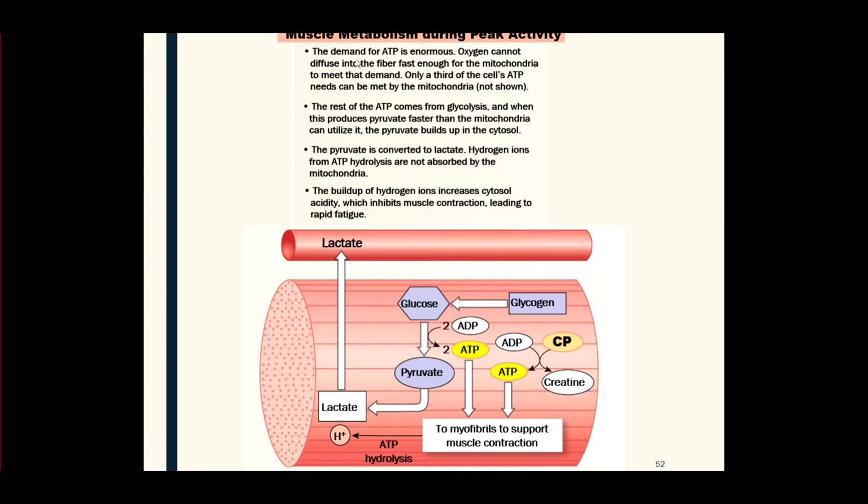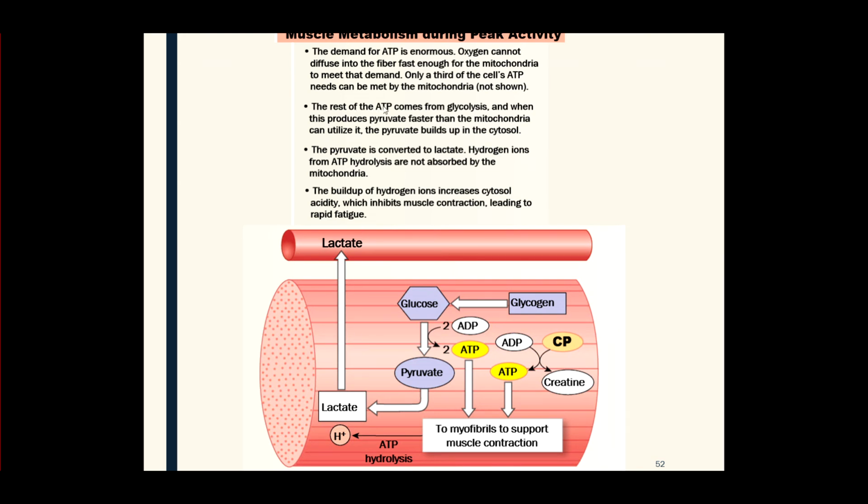The problem is oxygen cannot diffuse into the fiber fast enough for the mitochondria to meet the demand. So the problem, like I'm saying, is there's not enough oxygen getting to the mitochondria. Only 1/3 of a cell's ATP needs can be met by the mitochondria when you do peak activity. Only 1/3, right? It still needs another 2/3, but it just can't do it. So I just wanted to show you here the mitochondria are not being shown. It just would confuse the picture. I just want you to know in the background they are working, giving us 1/3 of the ATP, but not enough.